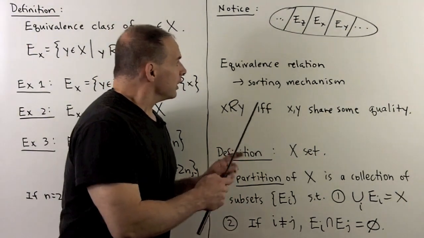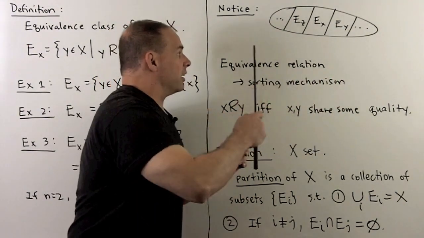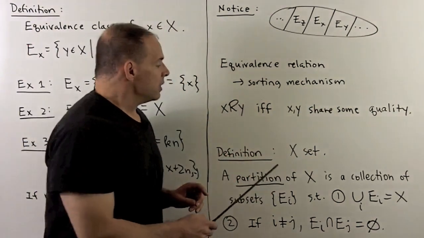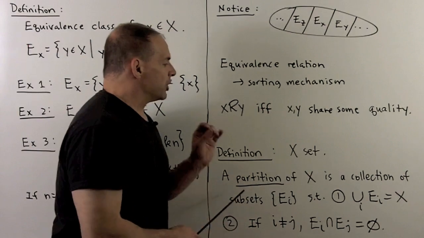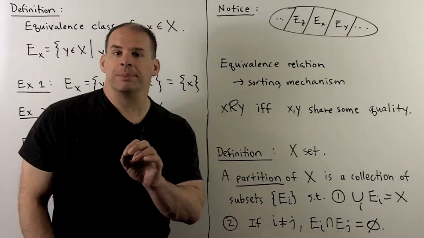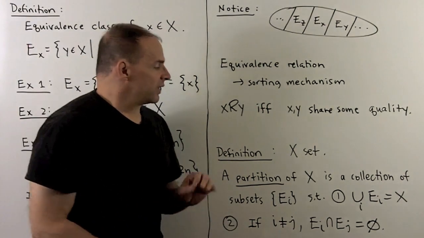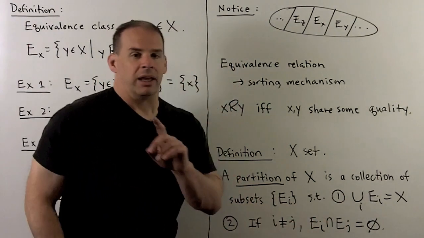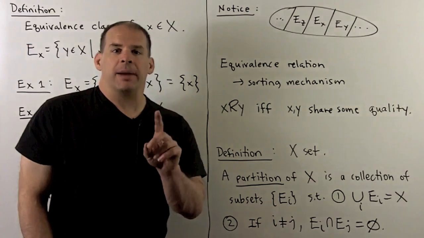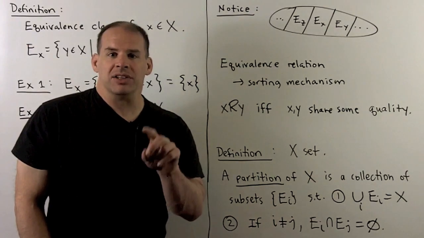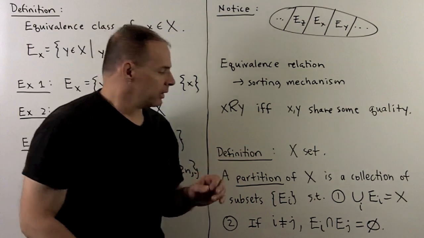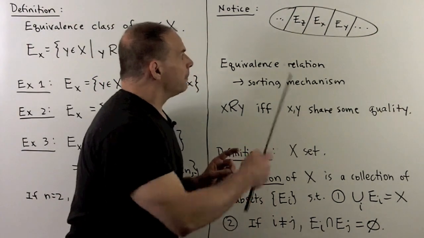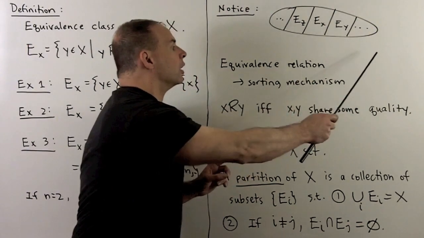Now, to make sense of this mathematically, I need another definition. Definition of a partition. So if we have a set X, a partition of X is going to be a collection of subsets, E sub I. If I take the union of all the E sub I, we get back our set X. If I is not equal to J, then the intersection of E sub I and E sub J is the empty set. So these two sets will be disjoint. So the picture for that is exactly what we have here.